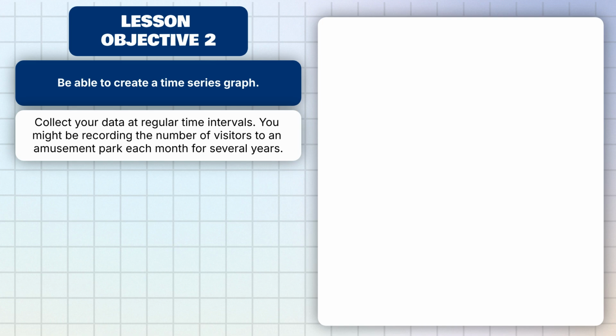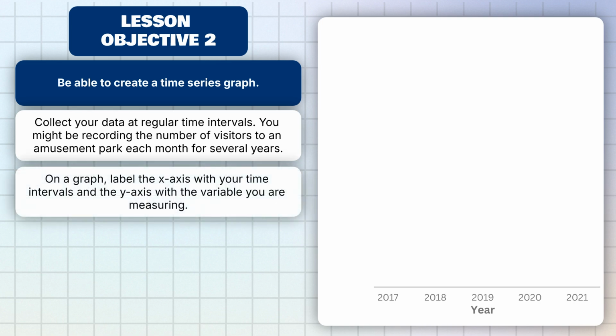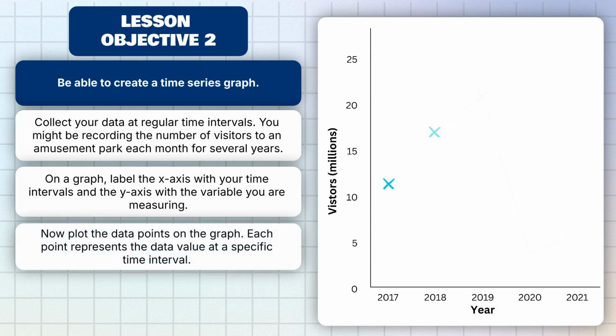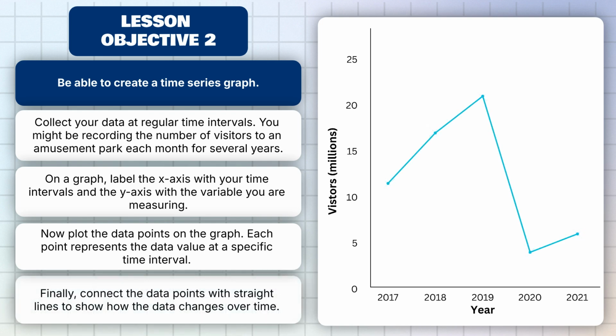For example, you might be recording the number of visitors to an amusement park each month for several years. On a graph, label the x-axis with your time intervals, for example, days of the week, months, or years, and the y-axis with the variable you are measuring, for example, number of visitors. Now plot the data points on the graph. Each point represents the data value at a specific time interval. Finally, connect the data points with straight lines to show how the data changes over time.